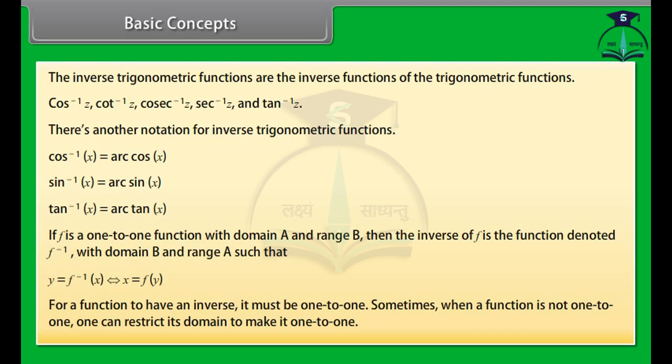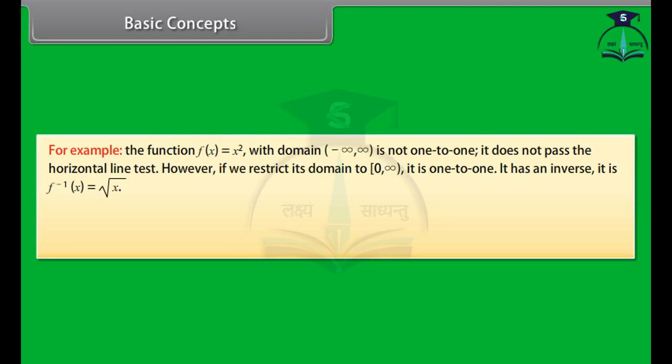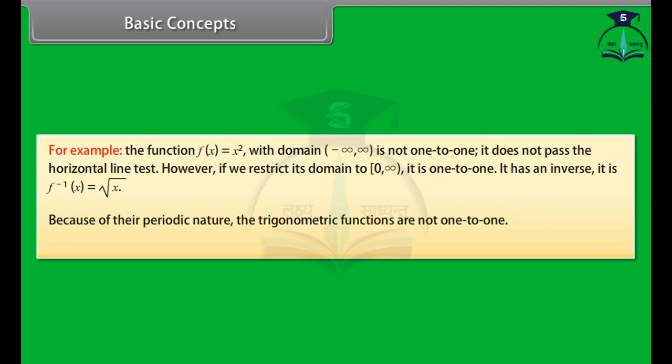Sometimes, when a function is not one-to-one, one can restrict its domain to make it one-to-one. For example, the function f of x is equal to x squared with domain minus infinity to infinity is not one-to-one. It does not pass the horizontal line test. However, if we restrict its domain to 0 to infinity, it is one-to-one. It has an inverse, f inverse of x equal to square root of x. Because of their periodic nature, the trigonometric functions are not one-to-one.